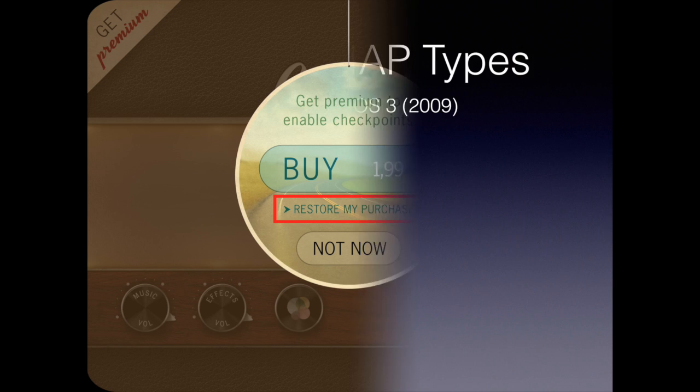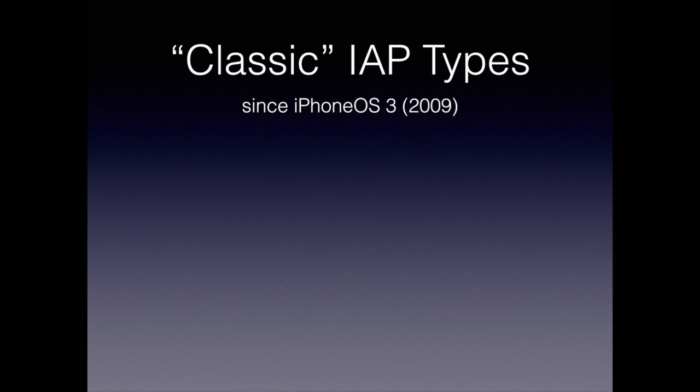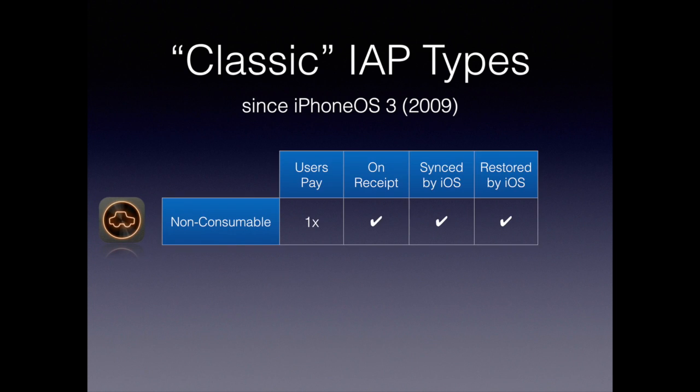So that brings us to this list of classic in-app purchase types that have been in iOS since 2009, the first one being a non-consumable. This is something the user can only buy once. If he tries to buy it again, he gets a dialog saying you already purchased it, it's for free.